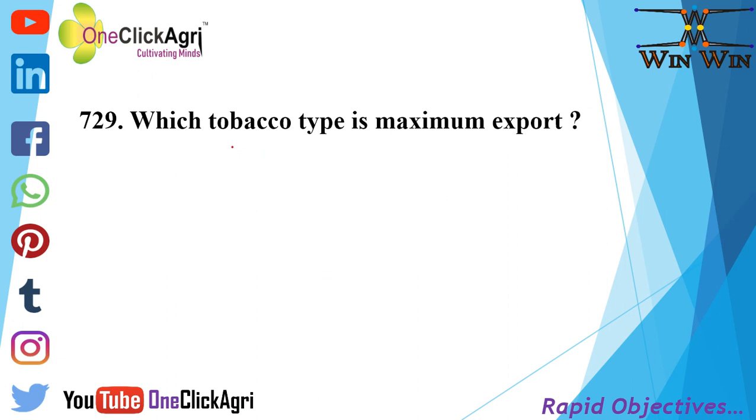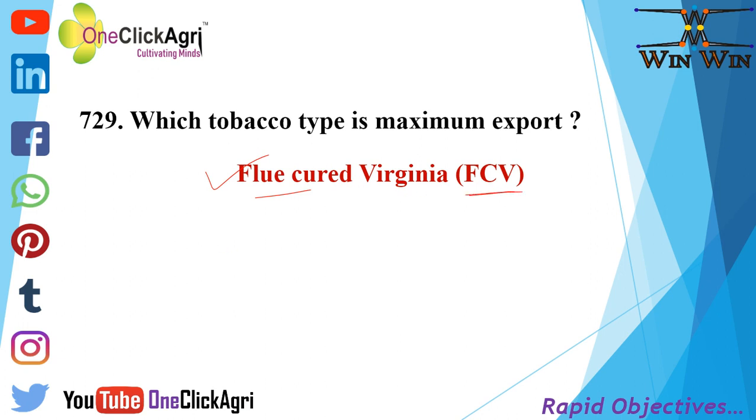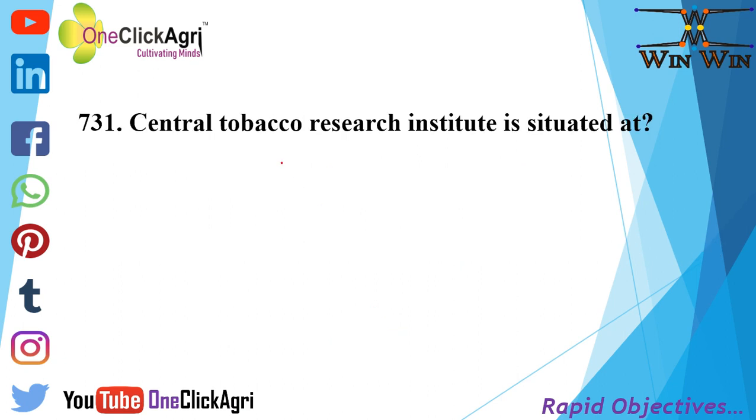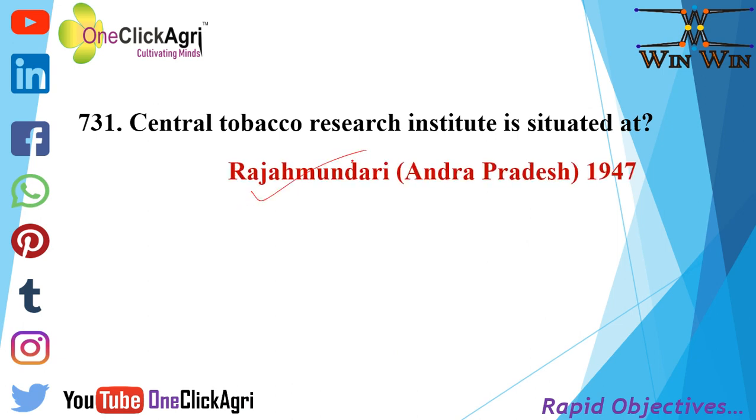Next, which tobacco type has maximum export? Flue cured Virginia, that is FCV. Next, which is the first hybrid variety of tobacco in India? That is GTH1. Next, Central Tobacco Research Institute is situated at Rajahmundry, Andhra Pradesh, and was established in 1947.